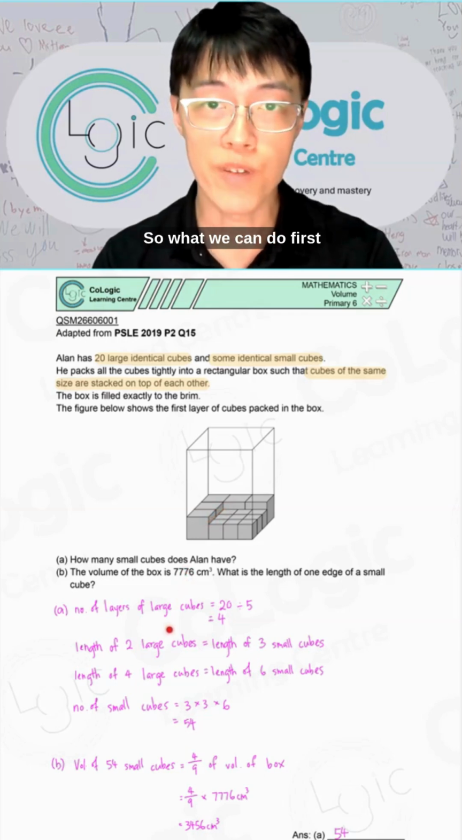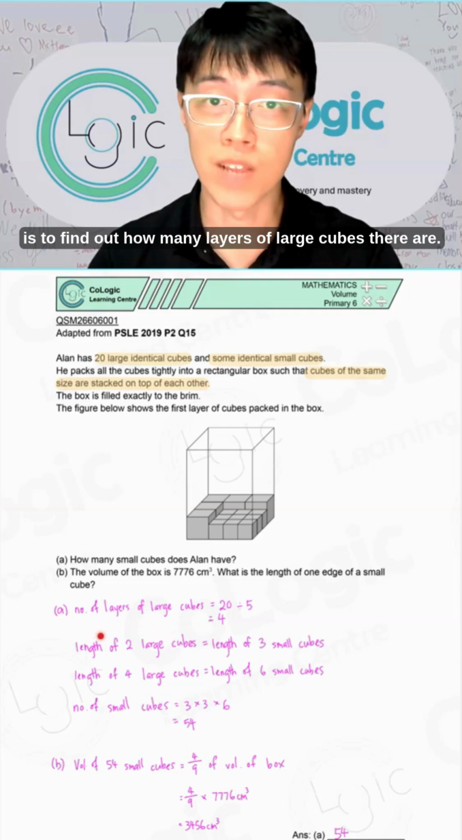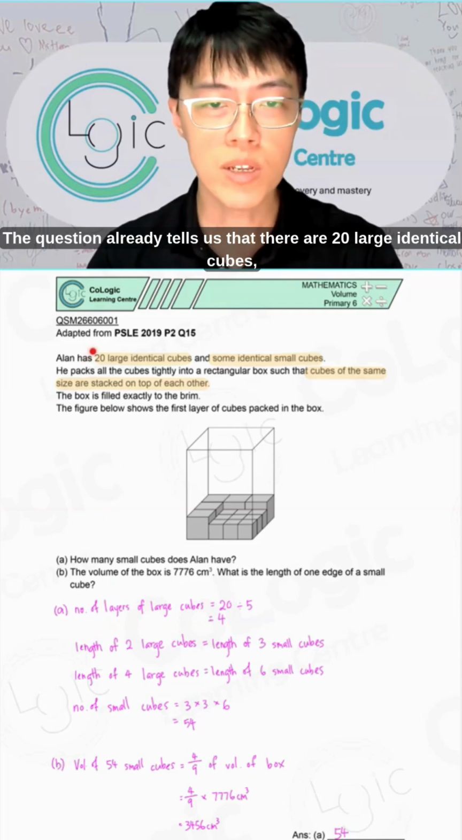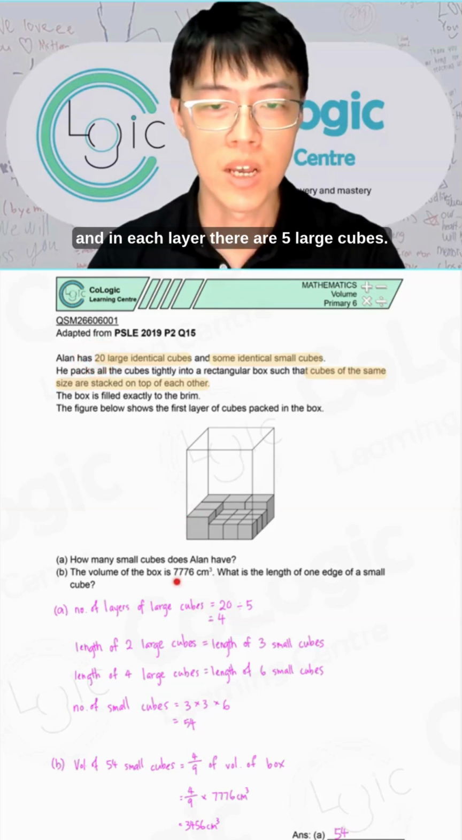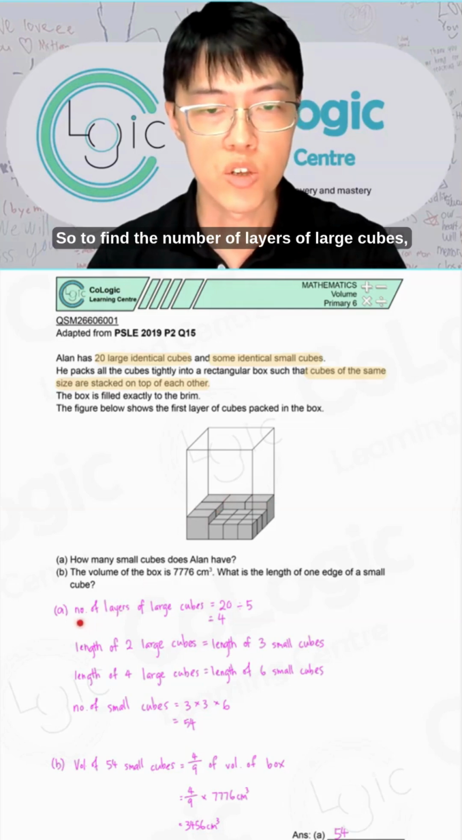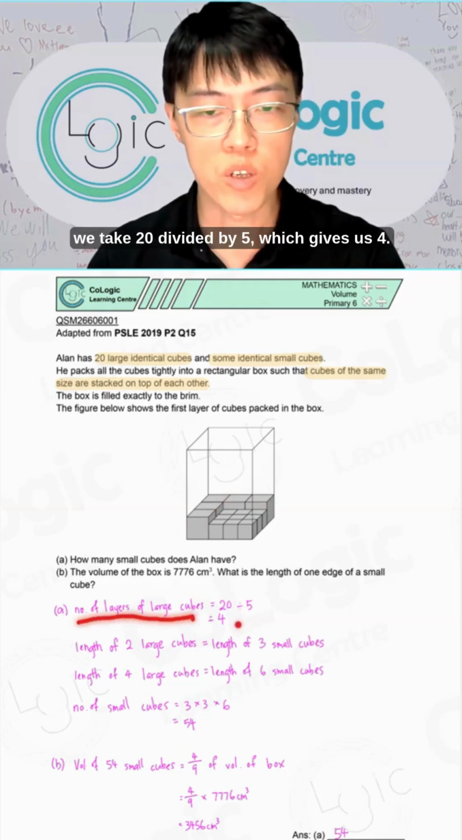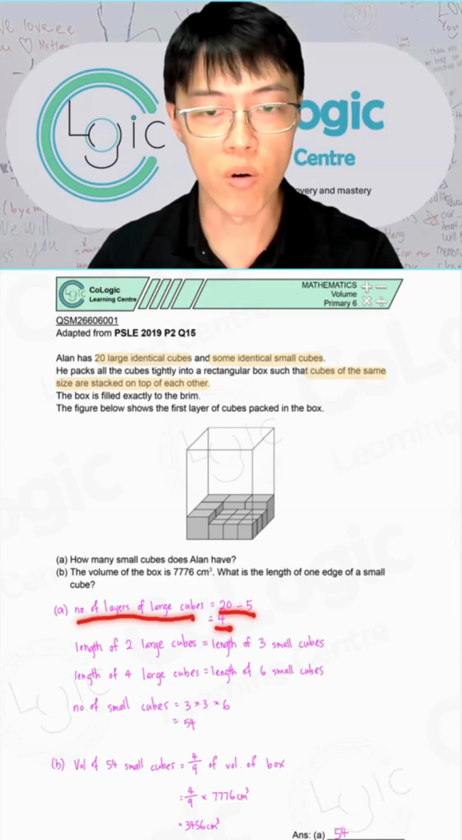So what we can do first is to find out how many layers of large cubes there are. The question already tells us that there are 20 large identical cubes. And in each layer, there are 5 large cubes. So to find the number of layers of large cubes, we take 20 divided by 5, which gives us 4.